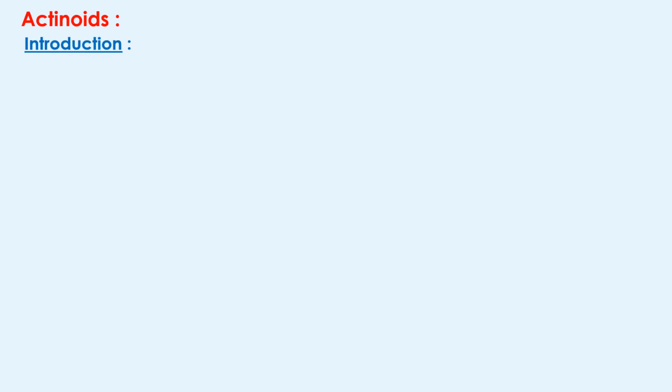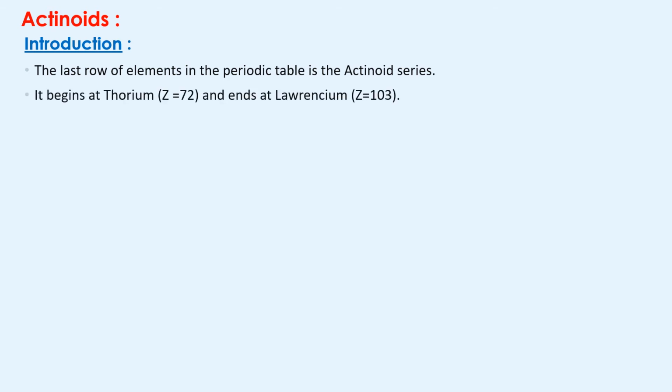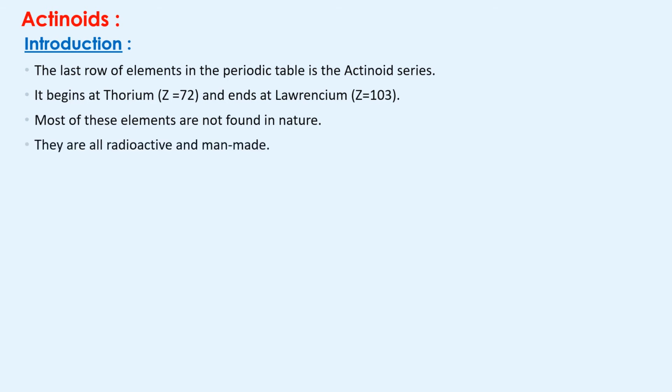Now we start with actinoids, that is our next topic. In the introduction, the last row of elements in the periodic table is the actinoid series. It begins at thorium and ends with lawrencium, whose atomic number is 103. Most of these elements are not found in nature, so they are man-made. They are all radioactive.